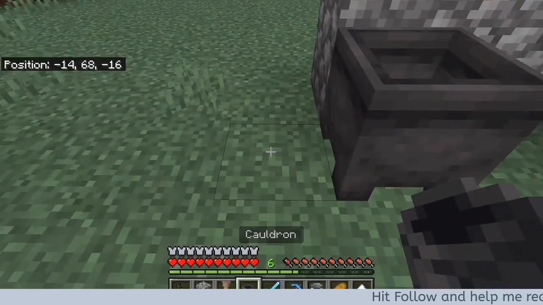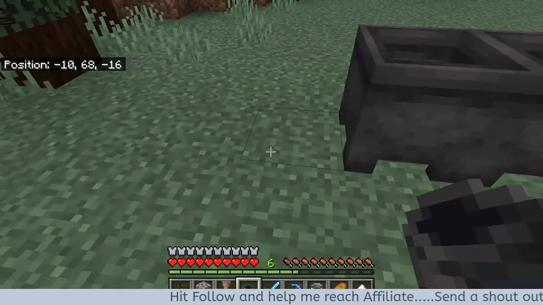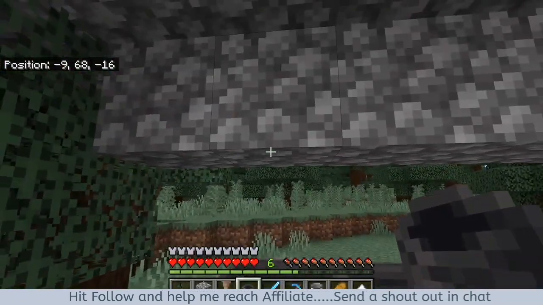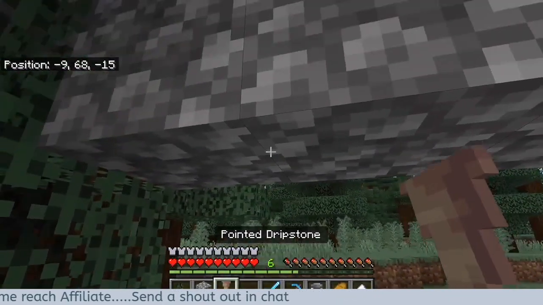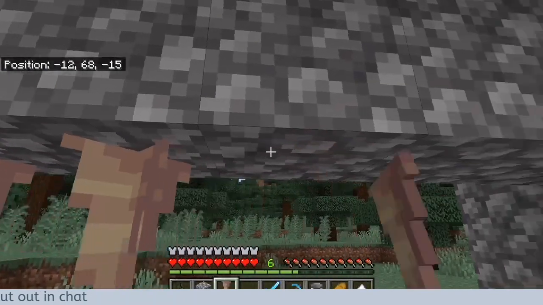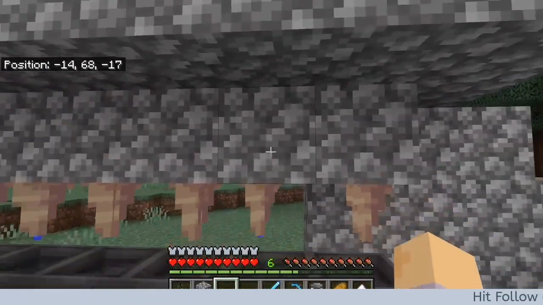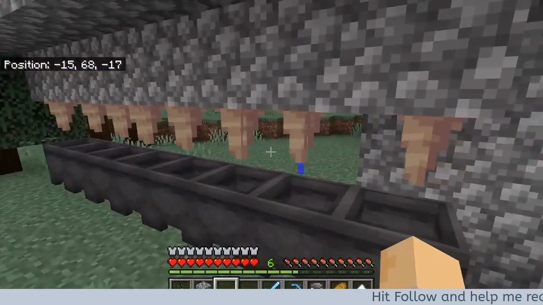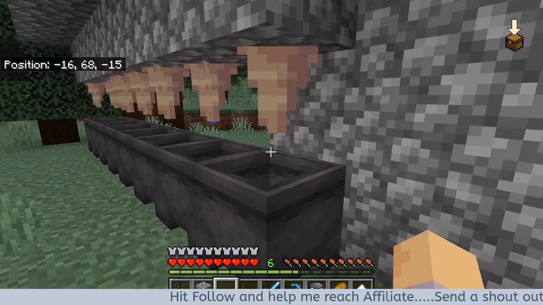I went ahead and just made some more cauldrons. And I had 1 bucket of lava to start this all off. I am placing dripstones under each of these, just to show you the scalability here. Again, we're just going to sit here now, a little bit boring, wait for this thing to drip.